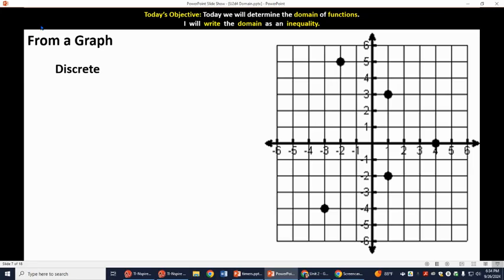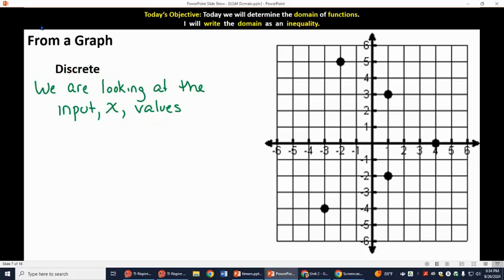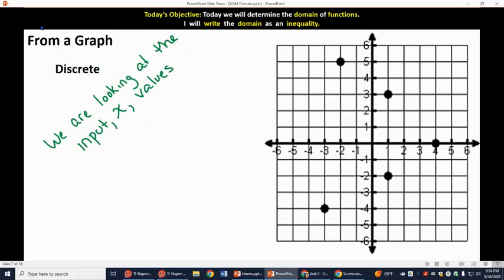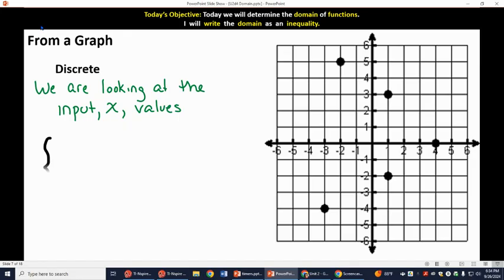Remember, there are several different types of graphs. The first one we're going to look at is discrete. When I look at discrete, they have individual points as opposed to connected points. So that means I'm going to have individual x values or individual input values. Again, we want to go from small to large, so on our graph we're going to start at the left. We're looking for the x values from small to large.